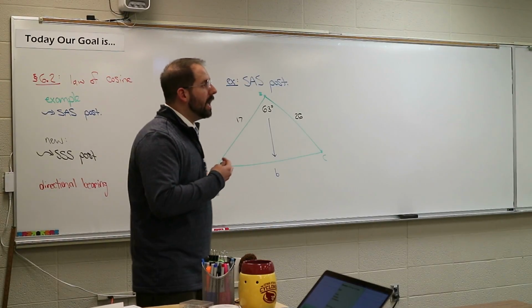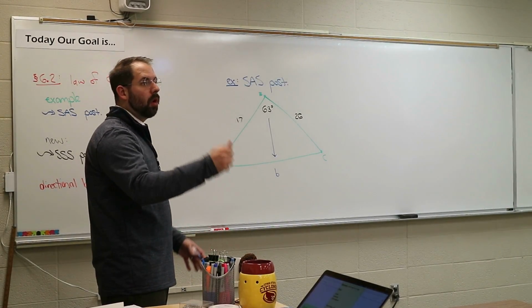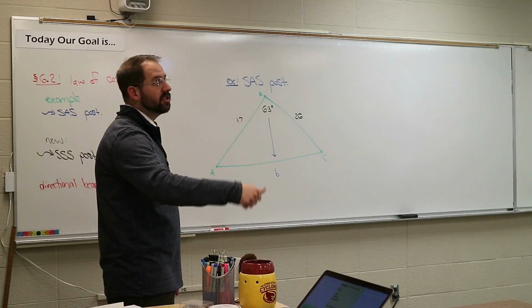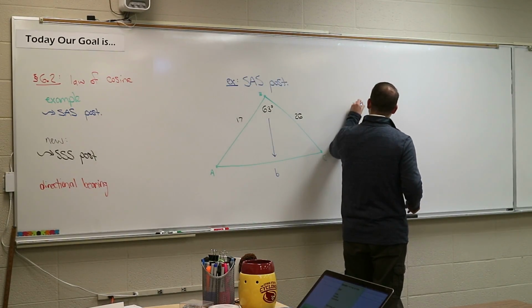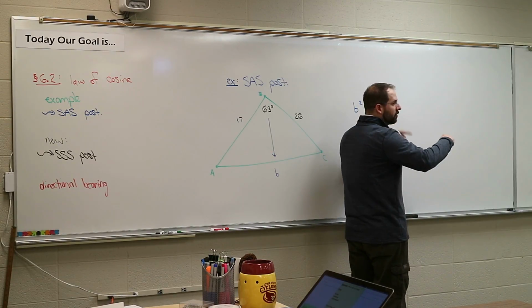That's how I remember it. It looks like the Pythagorean theorem, but it has one extra piece added onto it. It's actually subtracted on it. So here's how it works. The wall you're trying to find squared is equal to the other two squared added together.